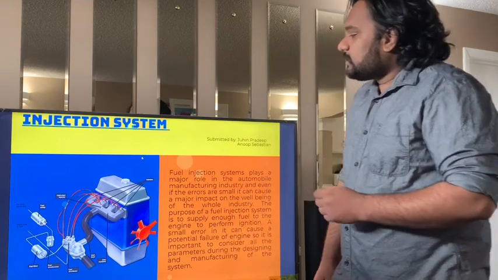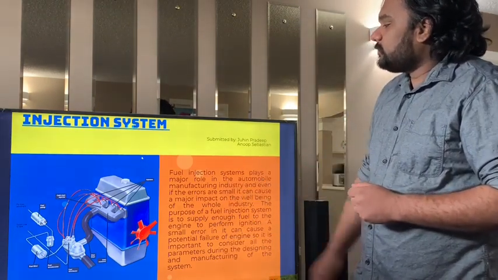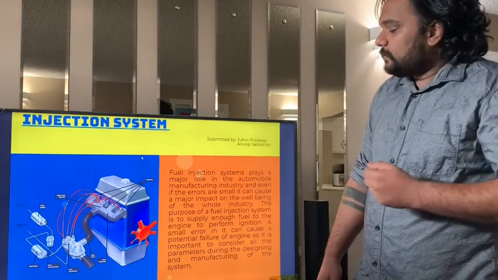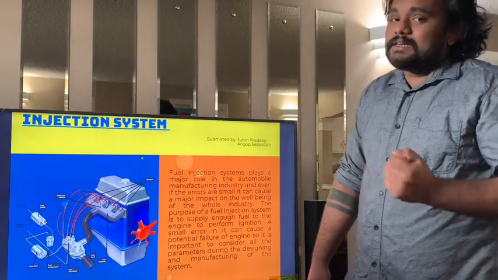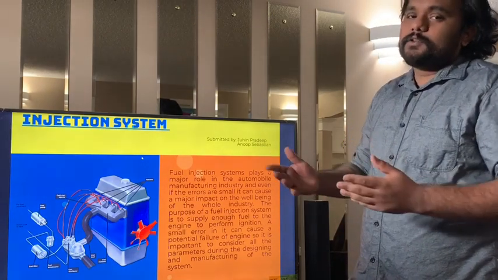As you can see, the components of the fuel injection system are injectors, cold start injector, fuel pump, fuel filter, fuel accumulators, inlet and outlet valve. So these are all the main components that come with the fuel injection system.